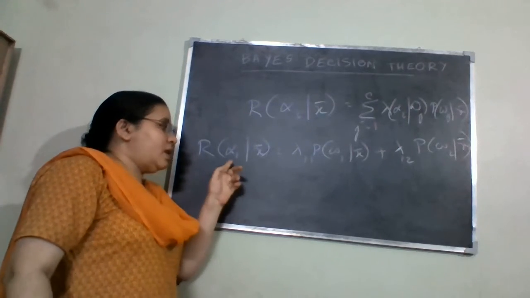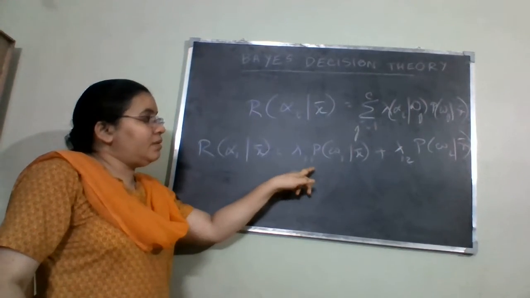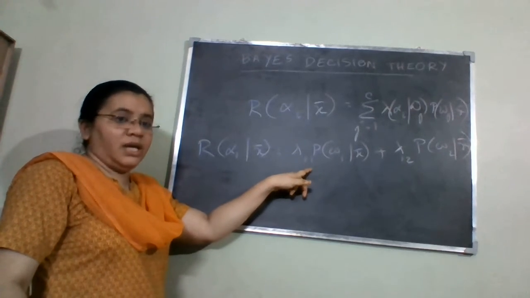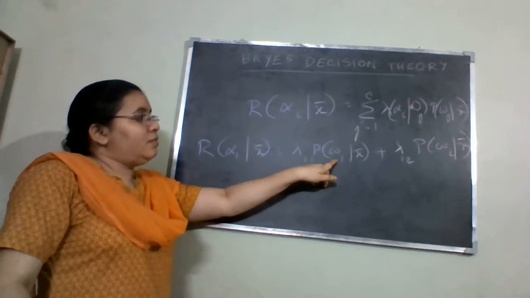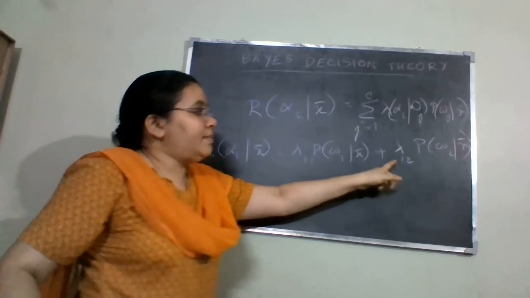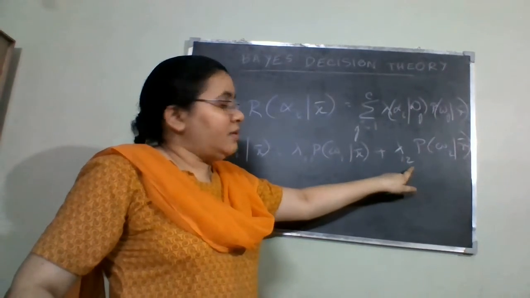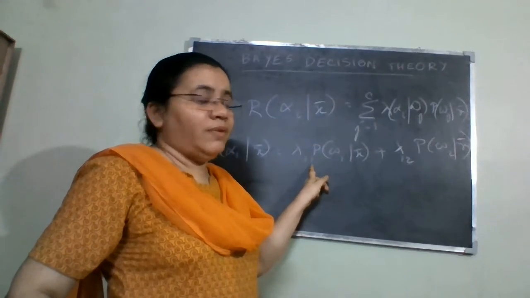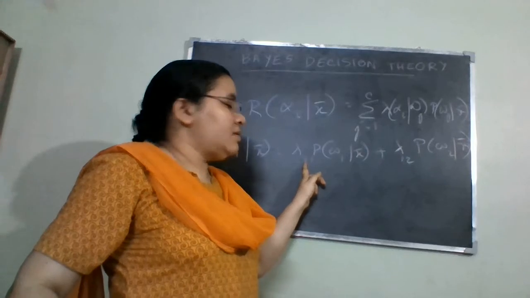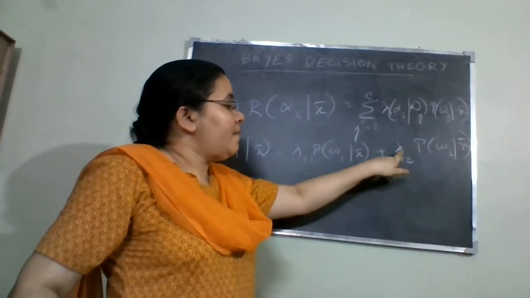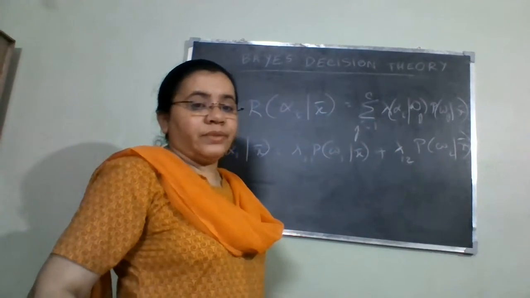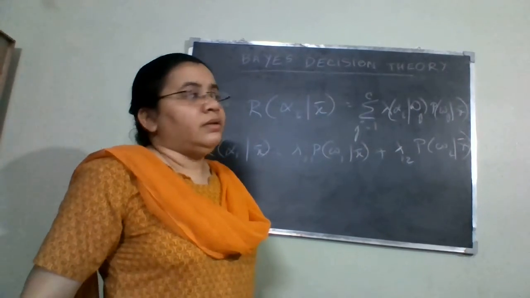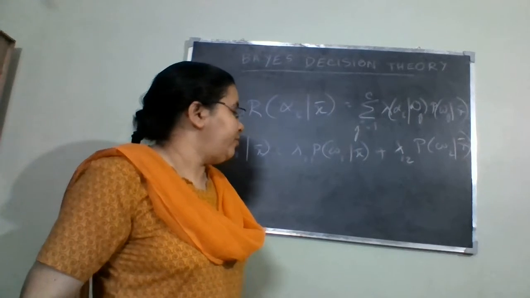See, R alpha 1 x bar is equal to lambda 1 1, because lambda ij, so i is 1 and j is also now 1, P omega 1 x bar. Now lambda i is the same and omega now becomes 2; this is omega 1, this is omega 2 and this is alpha 1. Then P omega 2 x bar. Now you can rename this equation as equation 14, as per your PDF.